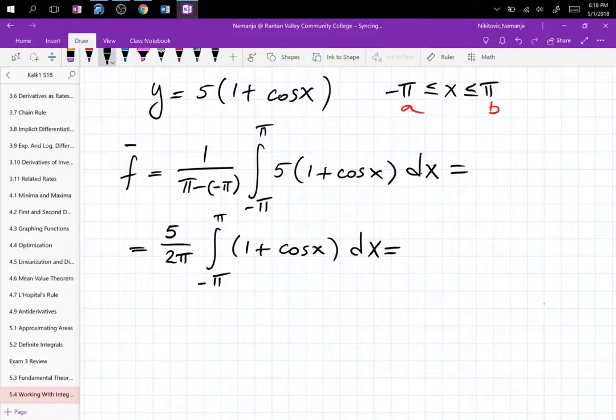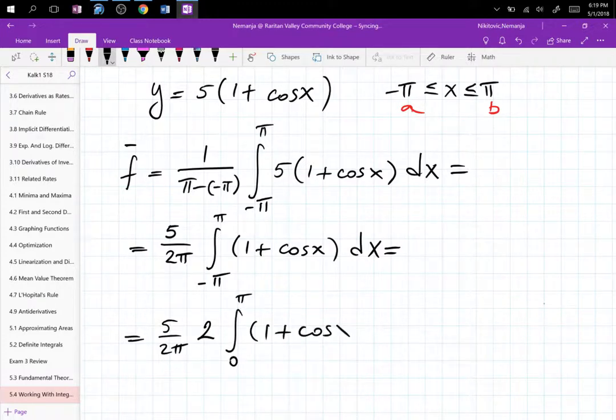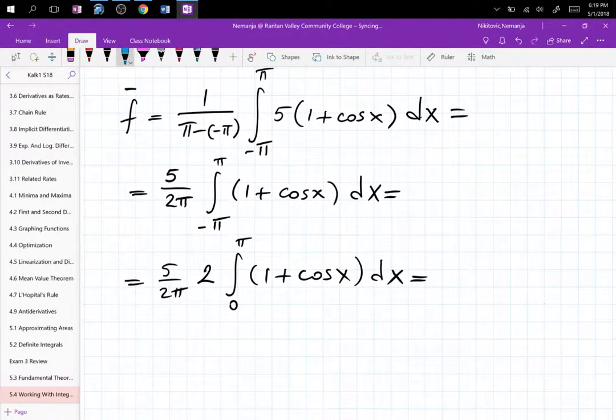Cosine is an even function, right? Yay! So we can use the quality of life formula from before to make this easier to calculate. I will have 5 over 2 pi times 2 integral 0 to pi of 1 plus cosine x dx, and that's easier to compute. Now the 2 and 2 will cancel on the outside, and you have 5 over pi.